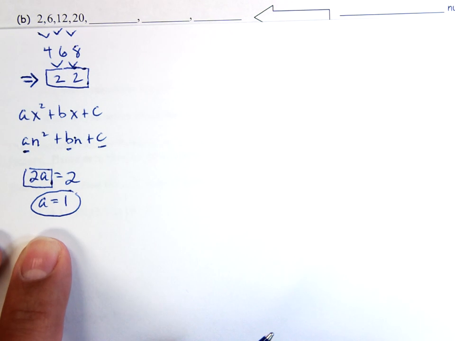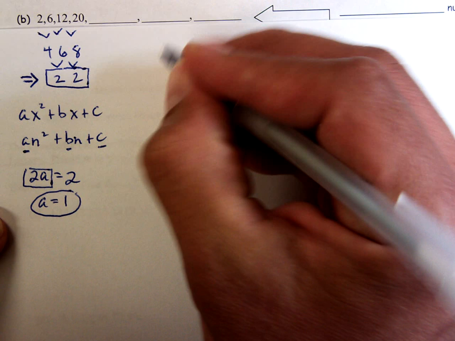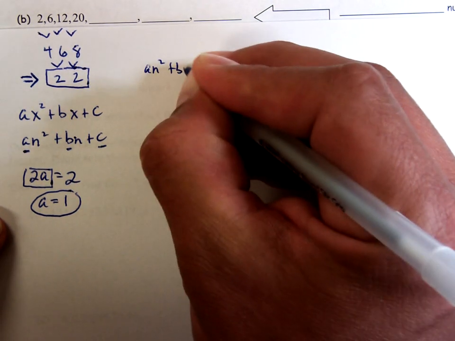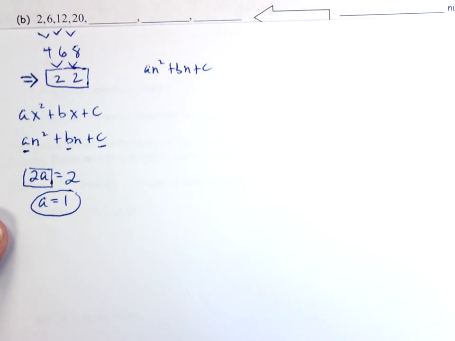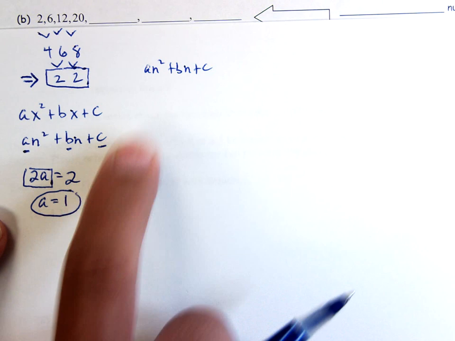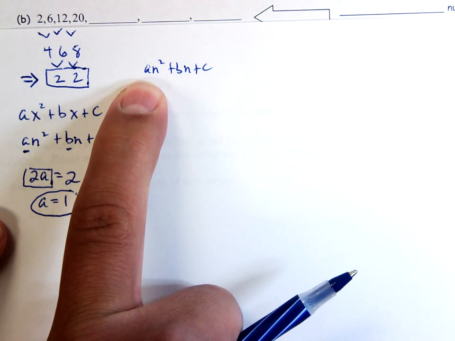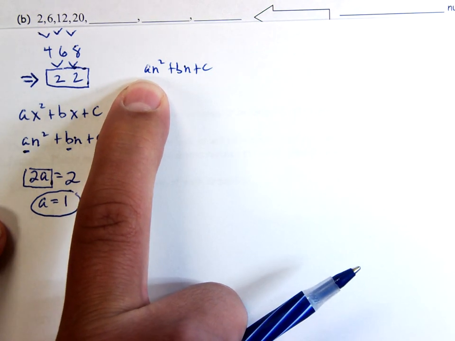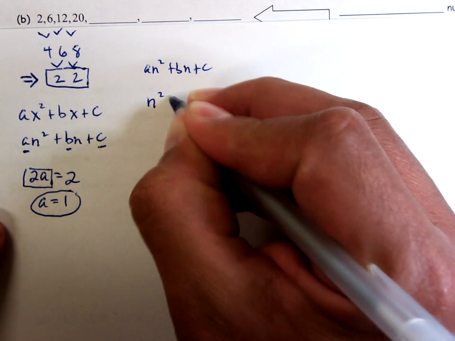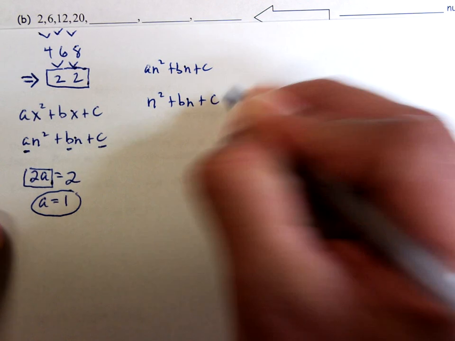Okay, so now I got to figure out how to get b, and I got to figure out how to get c, and then I'll be done. So what I'm going to do is come up right here and rewrite my quadratic: an squared plus bn plus c. Remember, I just figured out what a is. So I'm going to plug in the 1 where I see the a. And so instead of putting 1 times n squared, I'm just going to put n squared because I don't need to put the 1. So I've got n squared plus bn plus c.